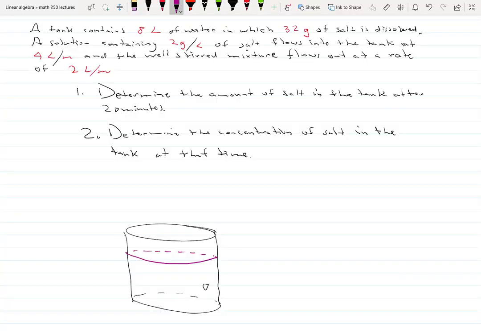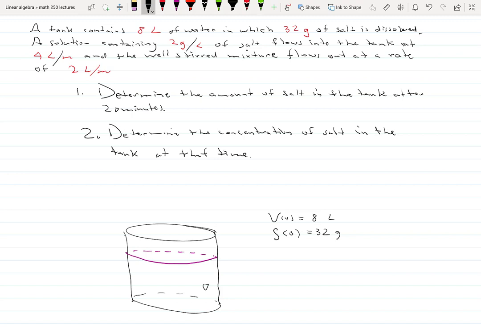So what's going on here? We have initially 8 liters of water, so let's say V of zero will be 8 liters. And 32 grams of salt are dissolved initially into this mixture. So 8 liters, 32 grams of salt.